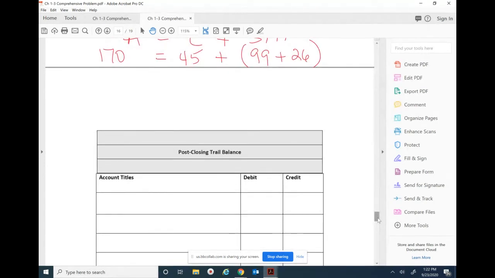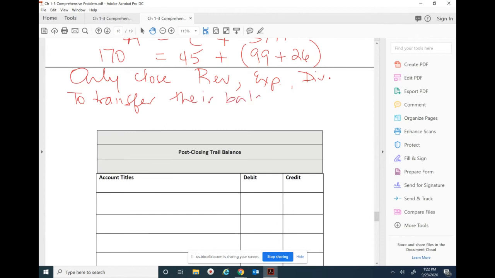So right here, I'm going to give you a few notes. We only close revenues, expenses, and dividends. The reason why we close those accounts is to transfer their balances to retained earnings. So revenues, expenses, and dividends are called temporary accounts.